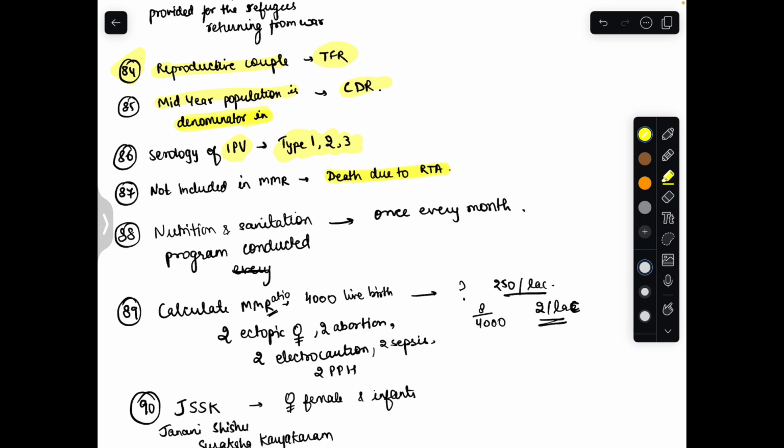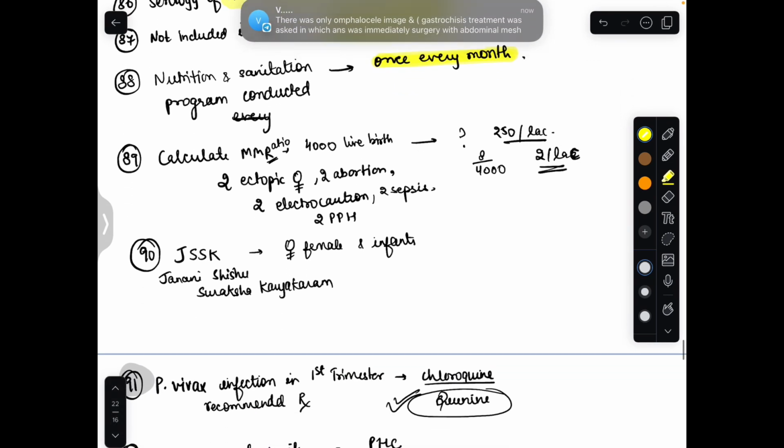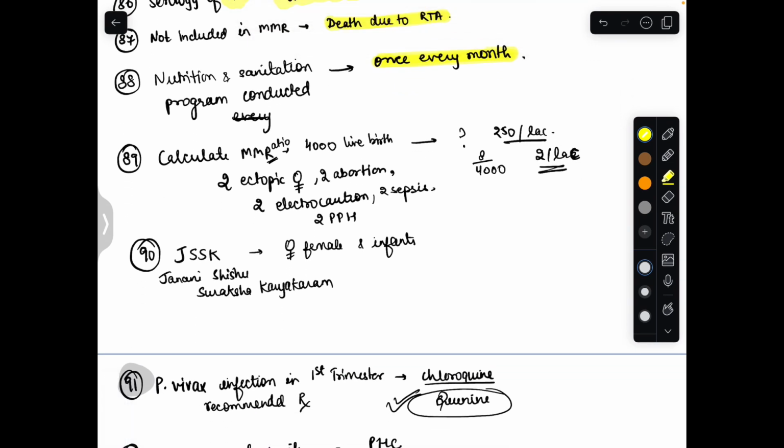Okay. Now for the nutrition and sanitation program conducted every time: how often will the ASHA worker go and check? Once every month, she has to go and check.